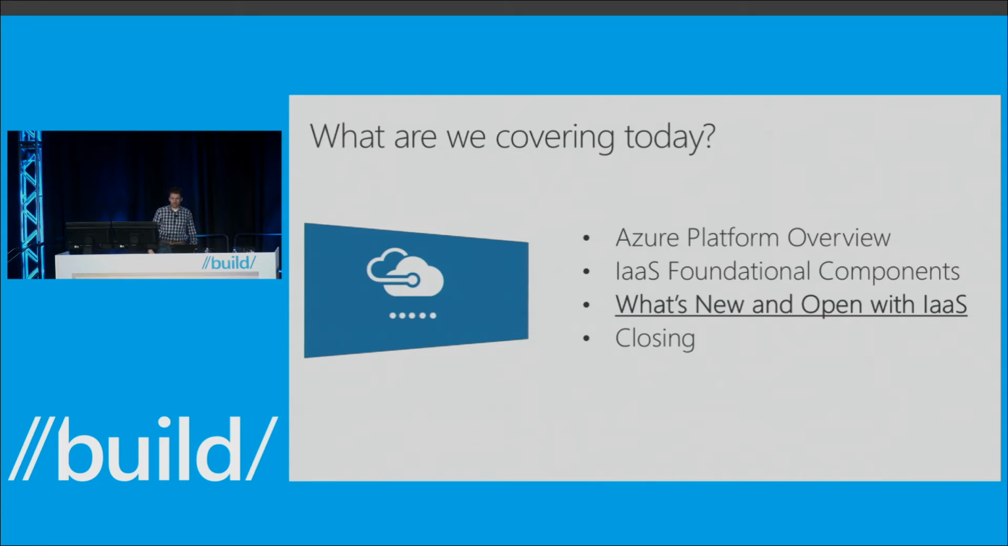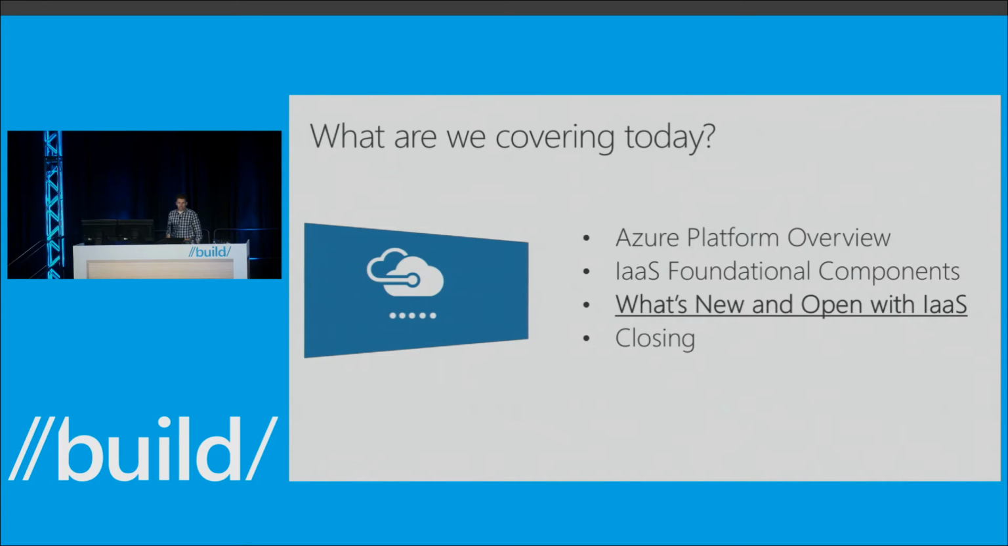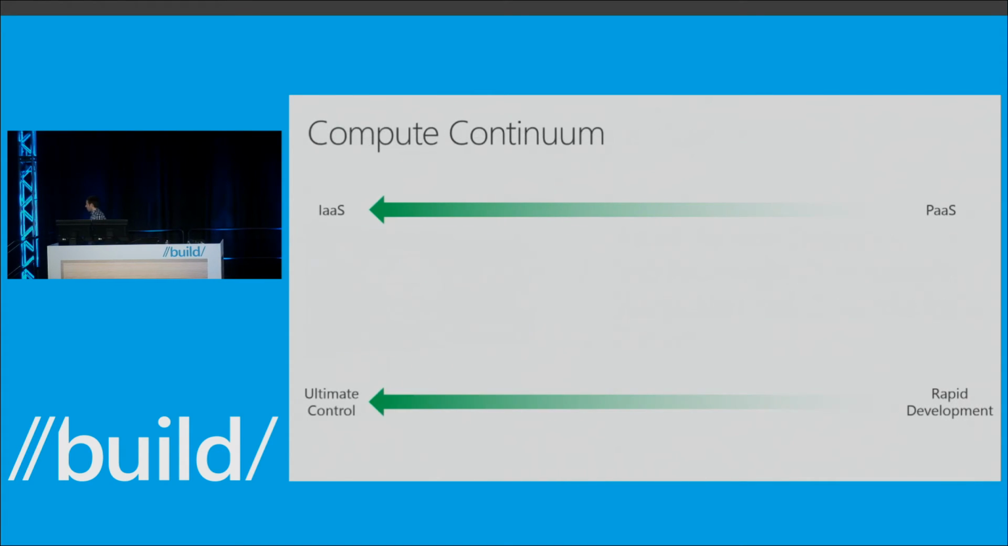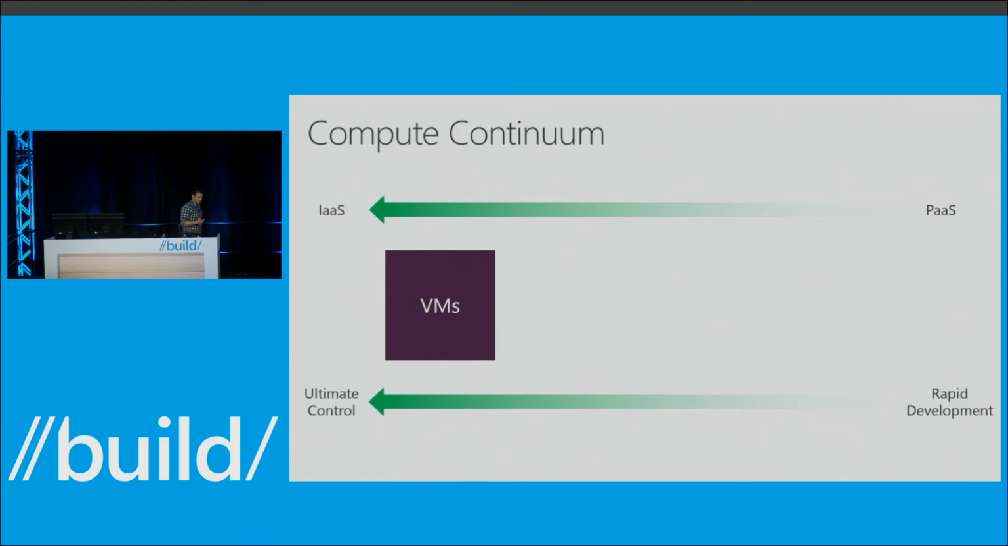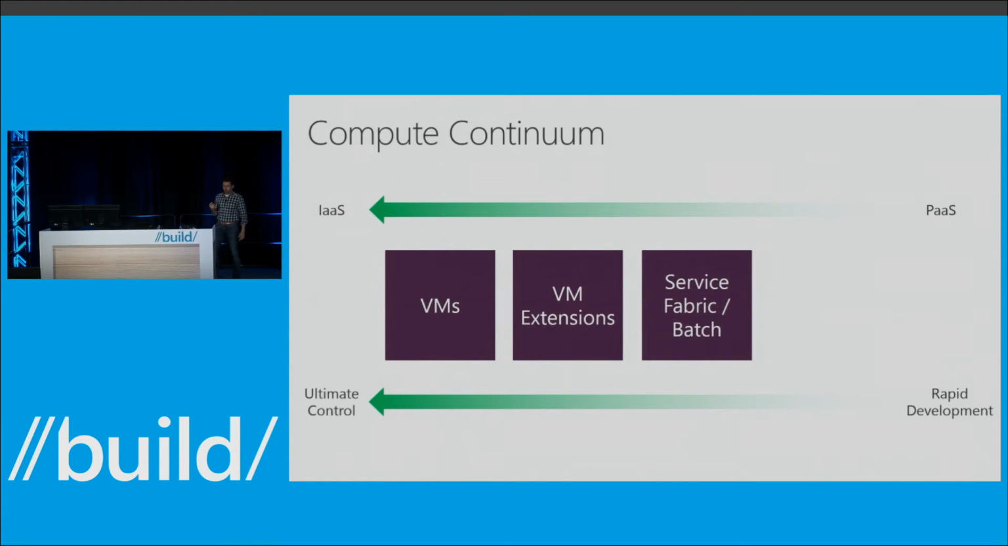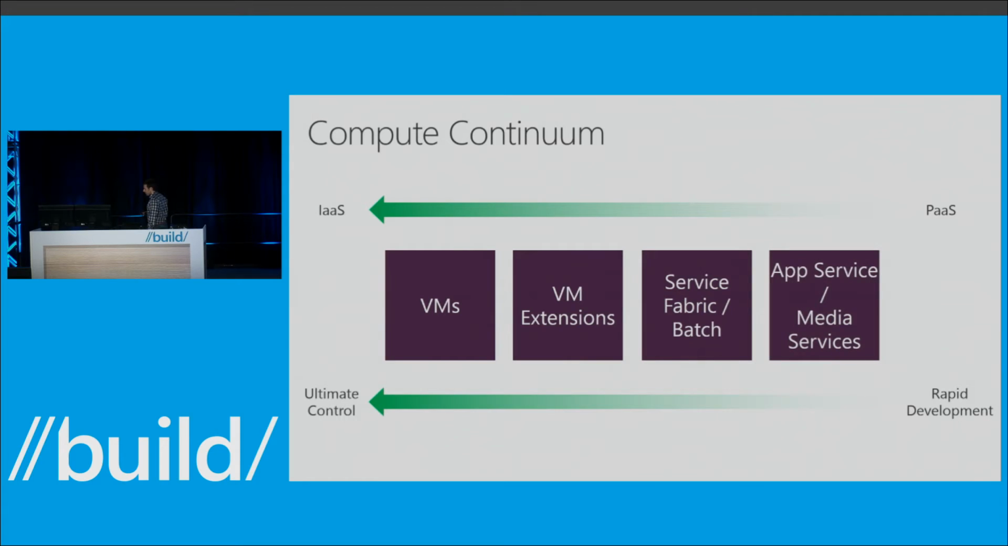All right, I'm going to close out by talking a little bit about what's new and open with IaaS. We'll walk through what we've got. To give you a sense of how we view the overall compute continuum, we view it as an ultimate control to rapid deployment continuum. VMs are all the way to the left, and this is complete control, complete ability to configure every single detail you want.